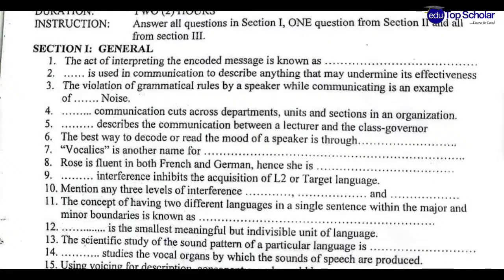Now, for that, the active articulators are those articulators that always move to meet the passive articulator, and they are majorly found at the lower part of the mouth. But the passive ones always remain static. They don't move during sound production. We call them passive articulators, and they are mostly found at the roof of the mouth. Any articulator found at the roof of the mouth is a passive articulator.